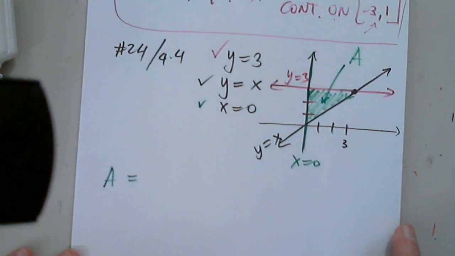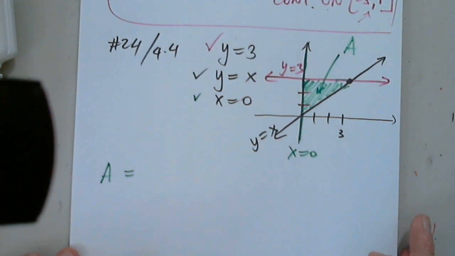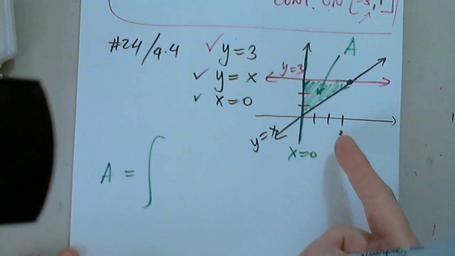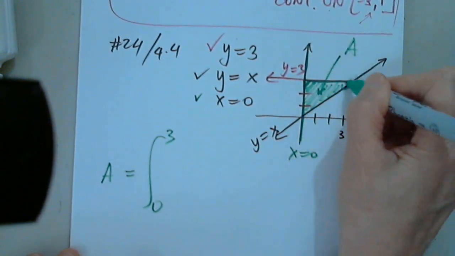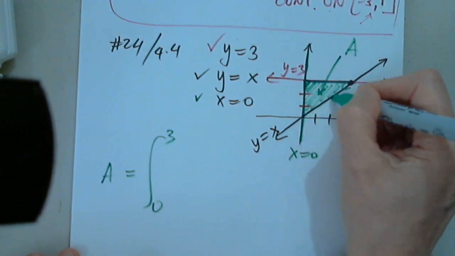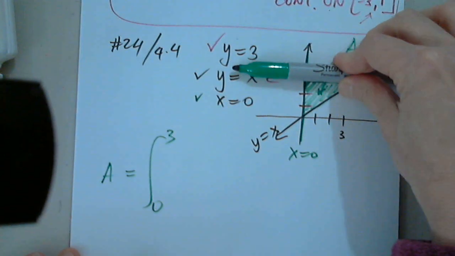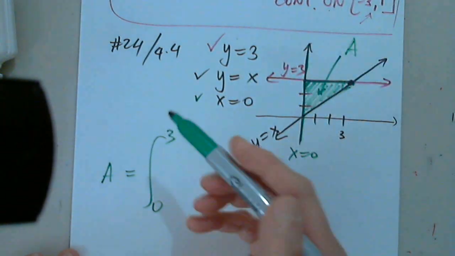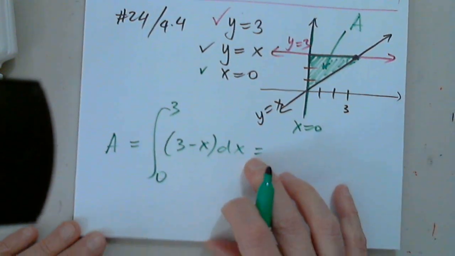So this area is, can anyone give us an idea how to write it? It's the integral from 0 to 3, exactly, from 0 to 3, and then it's going to be 3 minus x dx: above minus below. Very good. And it's the same function all the way, same above and same below. So it is indeed 3 minus x dx. Perfect. Awesome.